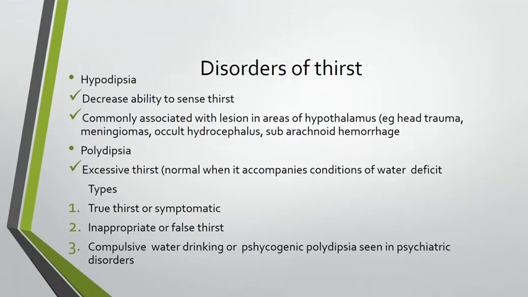Let's discuss some disorders of thirst. Hypodipsia means decreased ability to sense thirst, commonly associated with lesions in areas of the hypothalamus, for example in head trauma, meningiomas, hydrocephalus, and subarachnoid hemorrhage. Polydipsia means excessive thirst, which is normal when it accompanies a condition of water deficit. The types are true thirst or symptomatic, inappropriate or false thirst, and compulsive water drinking, also called psychogenic polydipsia.